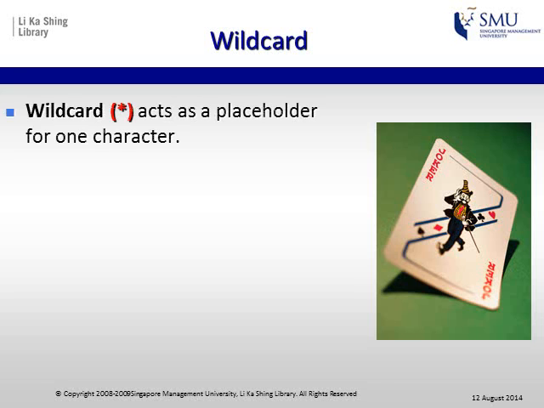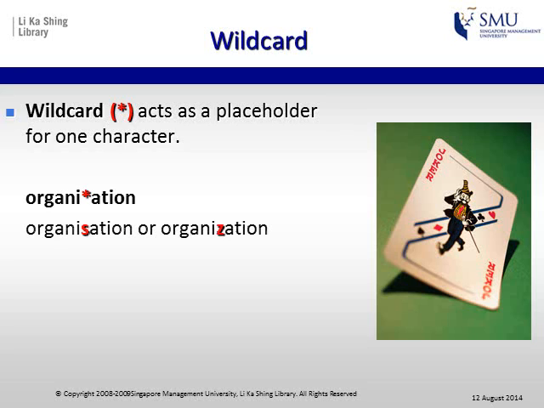The wildcard function acts as a placeholder for one character. This is a useful function when you are looking for variations of spelling. For instance, if you were looking for the word organization, you could substitute the letter S for an asterisk, and this would retrieve documents which either contain the word organization spelled with the letter S or organization spelled with a Z.